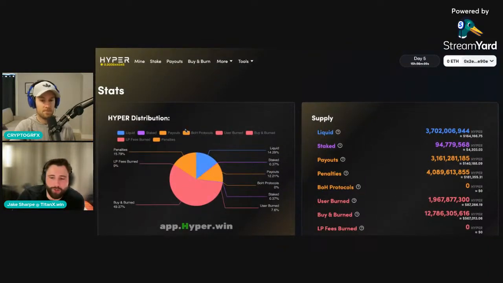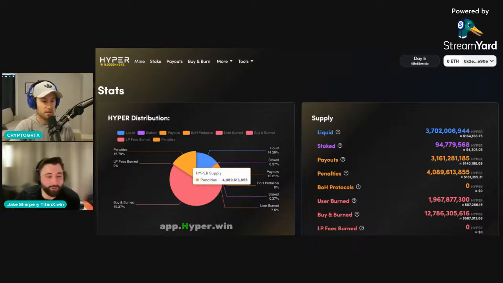There are situations where it actually makes sense, because if you look at penalties, that 4 billion hyper that was burned came from early miner ending. The penalties, this one. Crazy. 4 billion burned. That's a significant amount of hyper so far.